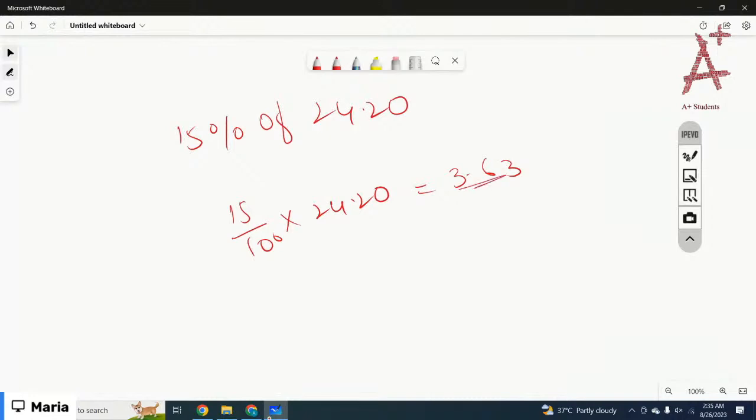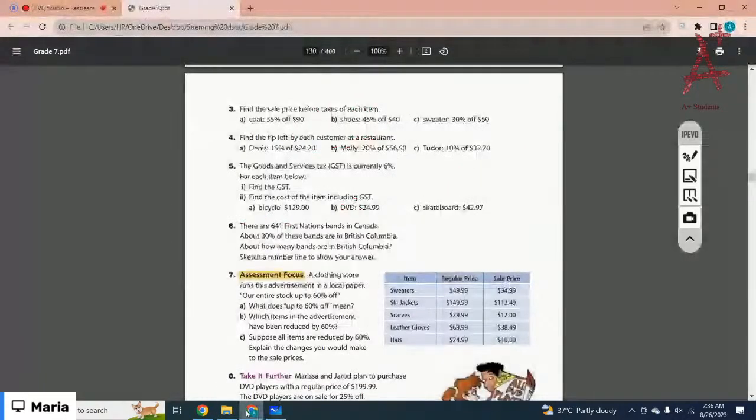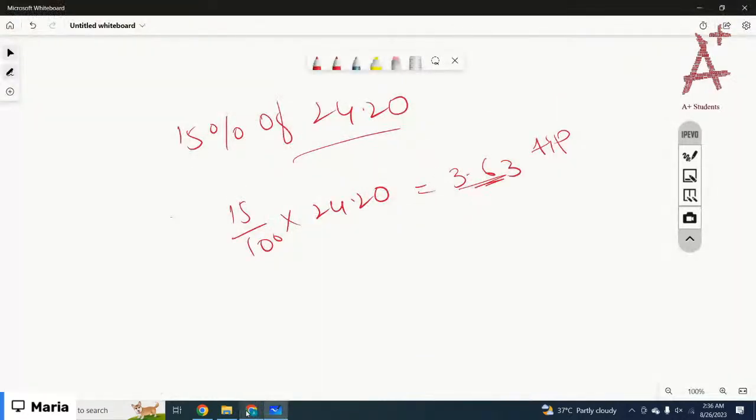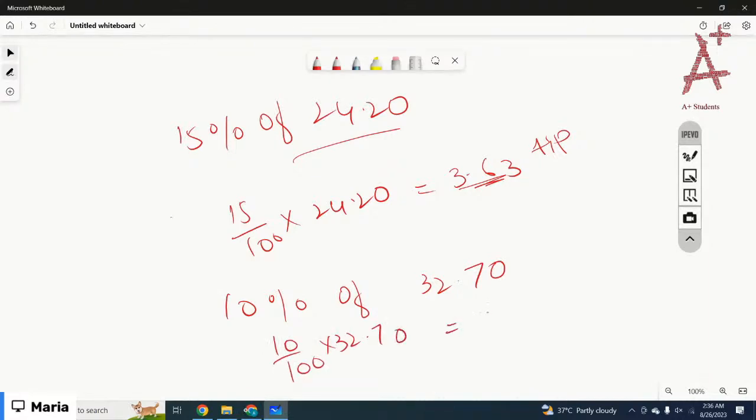That means the tip is 3.63, right? This is the tip on the bill of $24.20. Okay, the next one is 10% of 32.70. Let's just calculate 10%. You have to do 10 over 100 times 32.70. So when you multiply it is $3.27. That means the tip is $3.27, right?